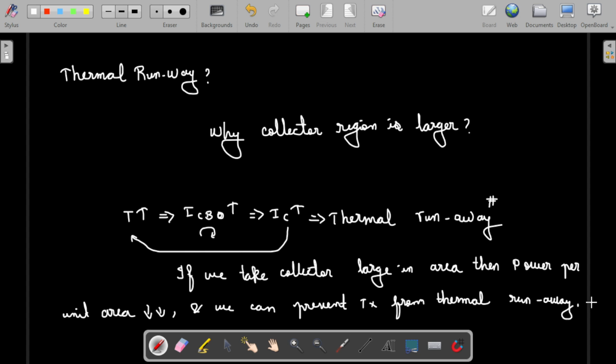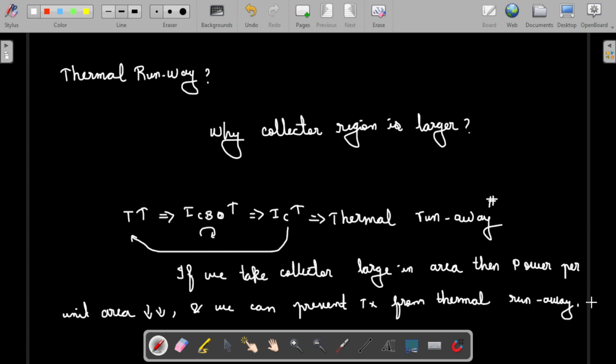I hope you are getting it. This is one of the critical points that we have to discuss whenever we are discussing the BJT, because this term is very crucial. Whenever there is any thermal runaway effect, the transistor will die.